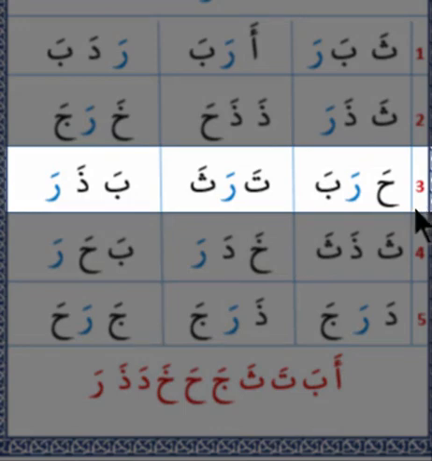Third line: Ha, Ra, Ba. Ha, Ra, Ba. Ta, Ra, Tha. Ta, Ra, Tha. Ba, Tha, Ra. Ba, Tha, Ra.